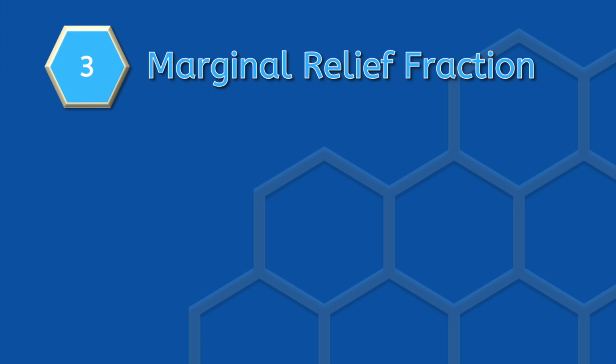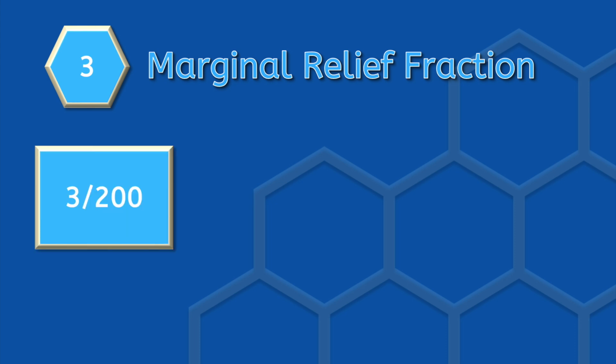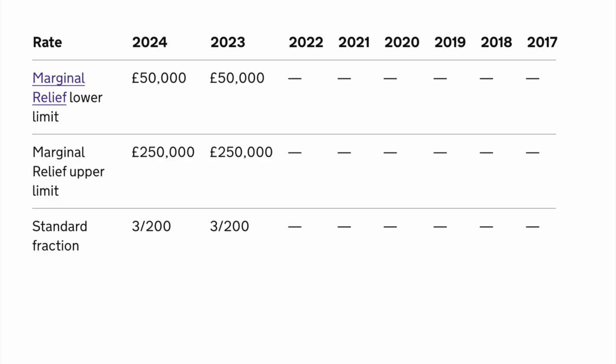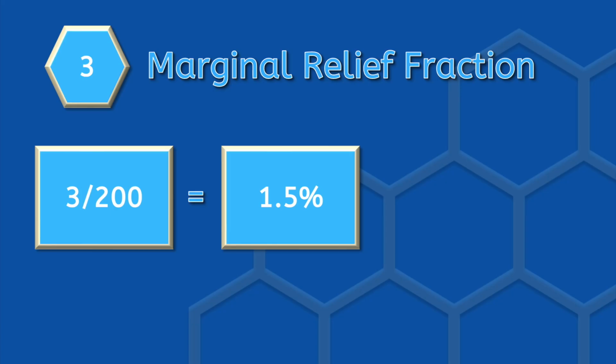Now let's look at the marginal relief fraction. The marginal relief fraction, which is 3 over 200 or 1.5%. That's the same figure. I prefer to use 1.5%. 3 over 200 just seems to be unnecessary confusion from HMRC. Or maybe they're just trying to hide the fact that the effective tax rate is 1.5% more than the 25% advertised. We'll get into that. But first, let's finish our calculation.